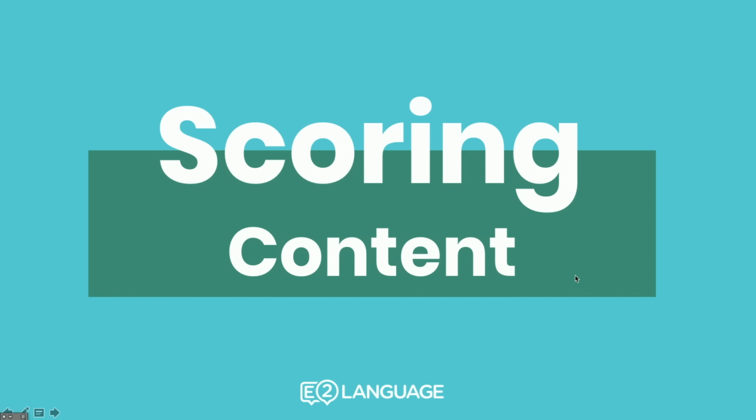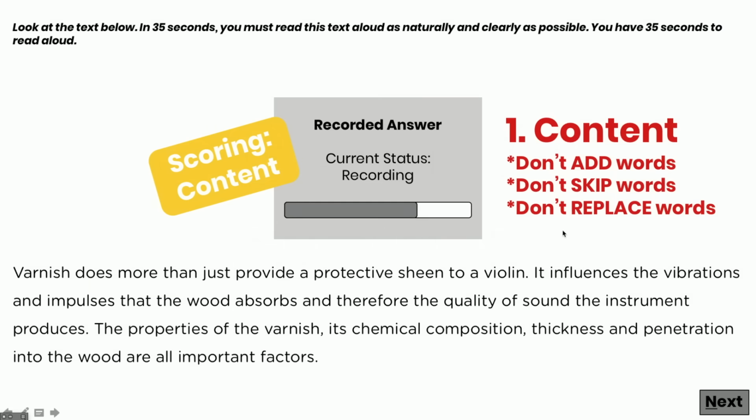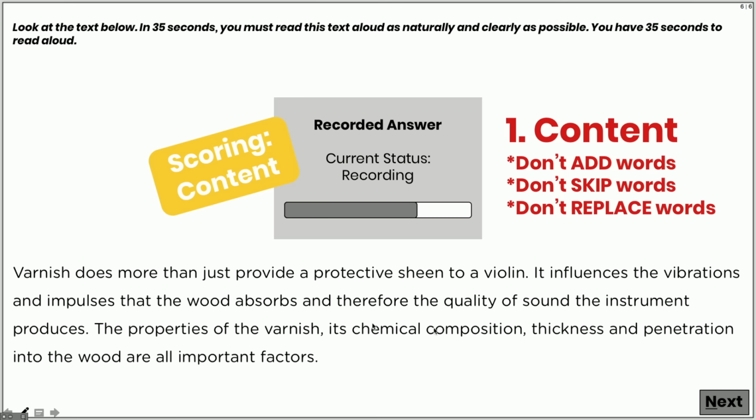Let's take a look at scoring for content, which is pretty straightforward. Scoring for content means that you read the paragraph and you don't add any words, you don't skip any words, and you don't replace any words. Just let me briefly explain what I mean there. So let's talk about adding words. So for example, you might say something silly like, therefore the quality of, and you might accidentally add a word like the when the word the is not there. So don't do that. So quality of the sound, it just says quality of sound. Okay? So don't add any words. That's straightforward.